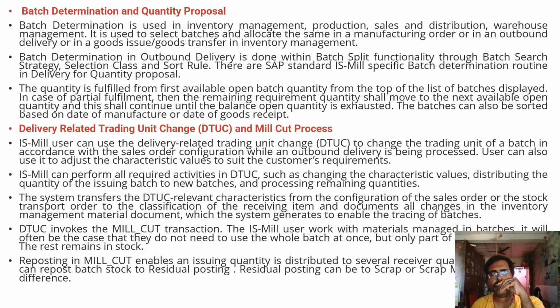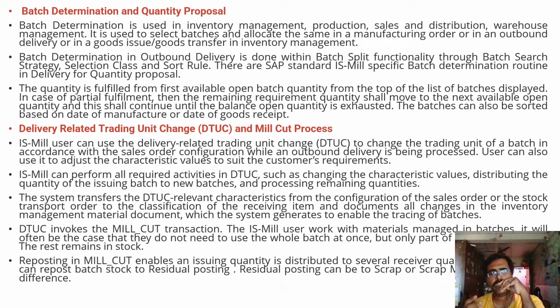Okay, and that's what the users within the mill industry will have: a delivery related trading unit change which changes the trading unit of batch in accordance with the sales order configuration. While an outbound delivery is being processed, the user can also use it to adjust the characteristics value to suit the customer requirements. IS mill solution can perform all the required activities in delivery related trading unit change, such as changing the characteristics value, distributing the quantity of the issuing batch to the new batches, and processing remaining quantities.